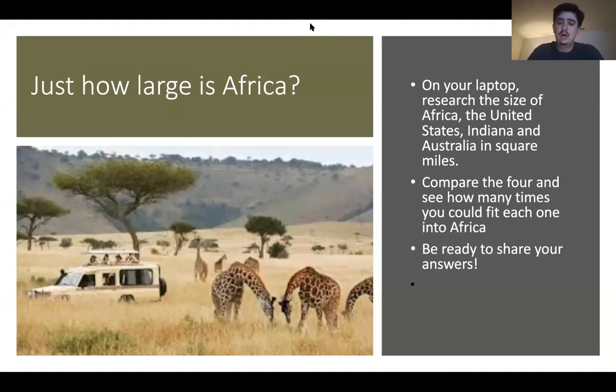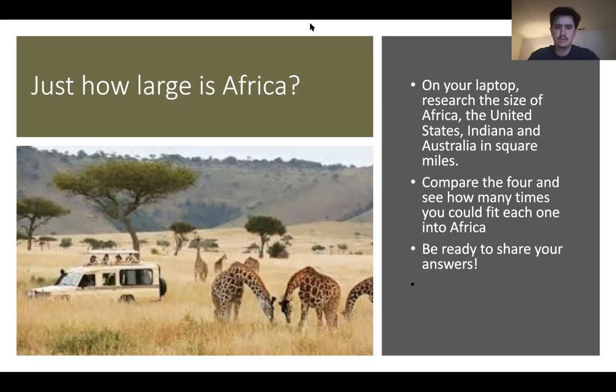Okay, so on your laptop, I want you to do a couple things. We're going to do four things. I want you to research the size of Africa, the size of the United States, the size of Indiana, and the size of Australia in square miles. Okay, so just Google it. Google the size of Africa in square miles, the United States in square miles, Indiana in square miles, and Australia in square miles. Then I want you to compare the four and see how many times you can fit each one of those into Africa.